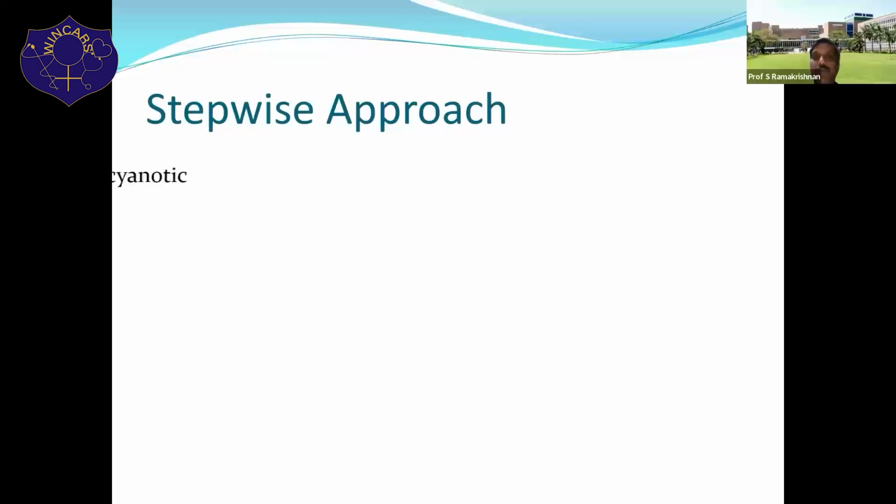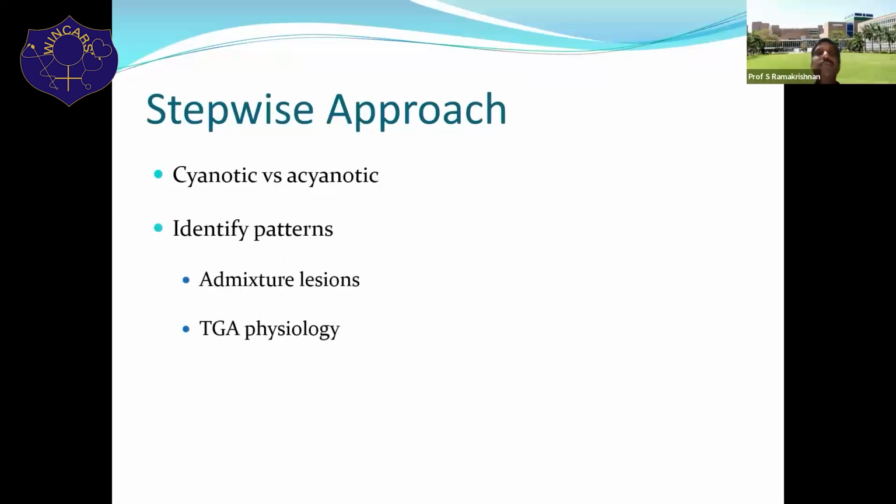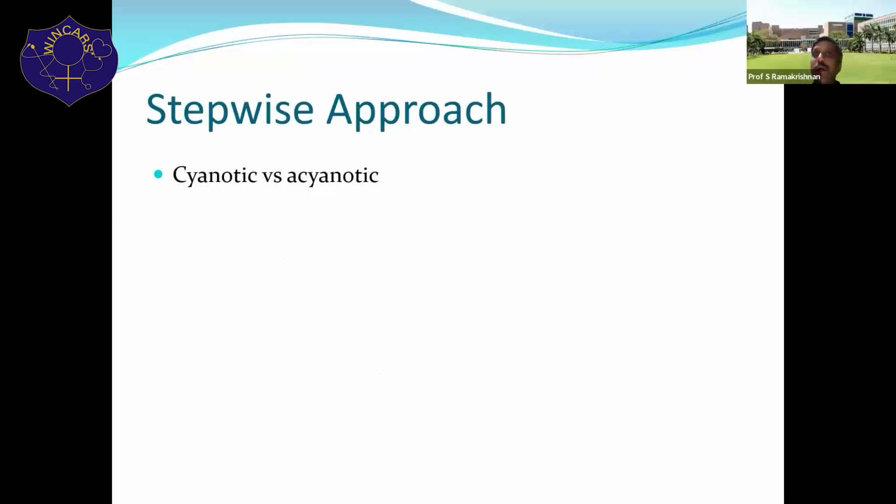So again, let me reiterate the stepwise approach. In terms of saturation, what you have to do are four steps. Look at whether the patient is cyanotic or acyanotic. Acyanotic means immediately identify the step up happening, immediately find out the cause of the step up, and look at the gradients and whether other findings are normal or abnormal. You will be able to identify the diagnosis.